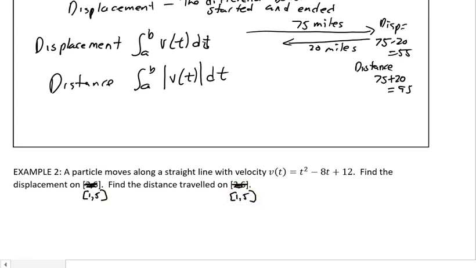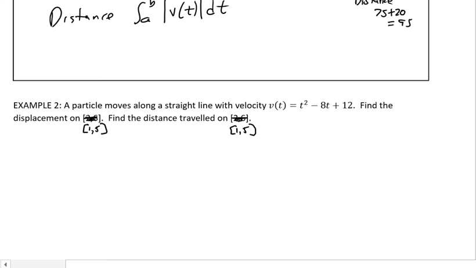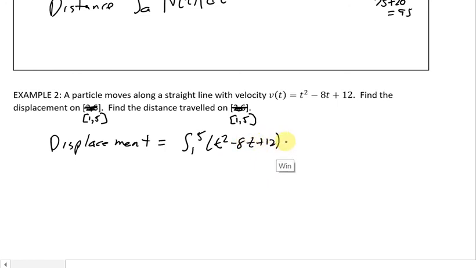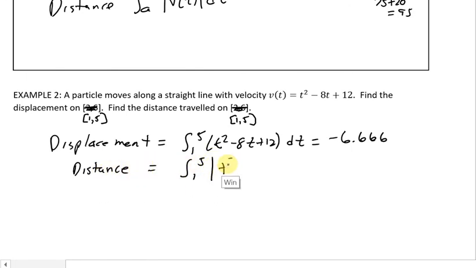So then our displacement would be the integral from 1 to 5 of t squared minus 8t plus 12 dt, which turns out to be negative 6.666. And our distance would equal the integral from 1 to 5 of the absolute value of t squared minus 8t plus 12 dt, which would be 11.333.